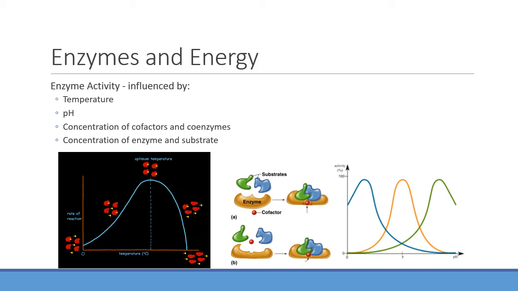The other thing could be the substrate as well. If I had too much substrate around, what do you think it's going to do to that process? Speed it up or slow it down? If I have a lot of substrate around, it's going to speed it up, right? Because all those enzymes can be used very efficiently to get that process going. Again, if I have no substrate around, no reaction is going to happen. Okay.